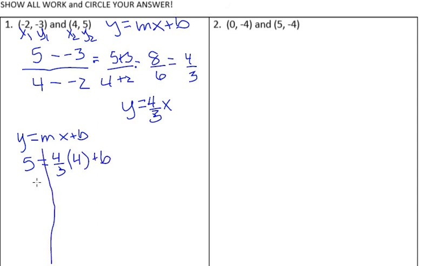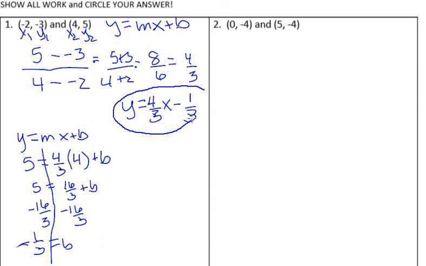So when I go to solve here, I'm still going to have 5. I multiply 4/3 by 4, and I get 16/3 plus b. Well, I need to get b by itself, so I need to subtract 16/3 from both sides. So I'm going to go do that, and so I'm doing 5 minus 16/3, and I am getting -1/3. So my b value here is -1/3. So I go back, and my equation is y equals 4/3 x minus 1/3, and that would be my final equation.